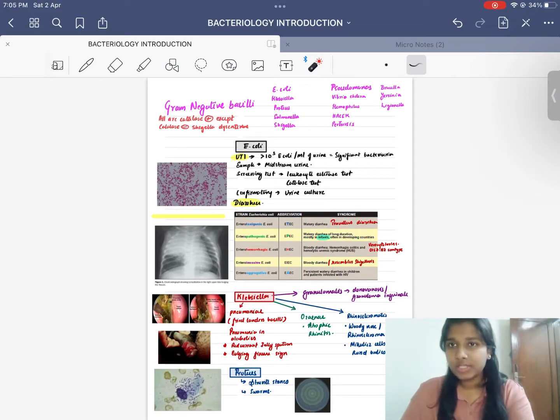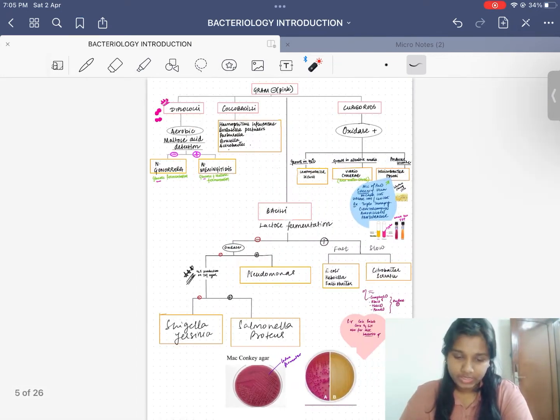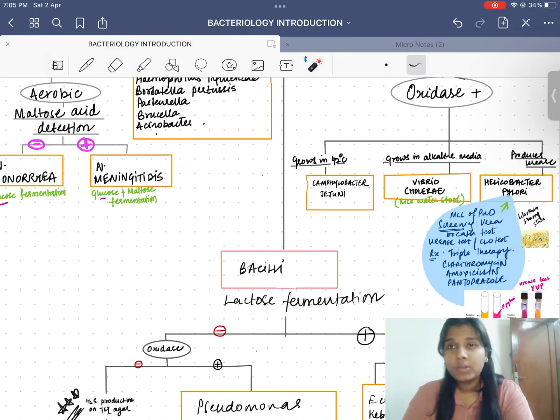Okay, so now first we'll start with the gram-negative. In the gram-negative bacteria, we already saw the classification, right? This was the classification of gram-negative bacteria. You had some curved rods like Vibrio, you had Campylobacter, and you had Helicobacter pylori. Now Helicobacter pylori, what I've discussed here, that's enough.